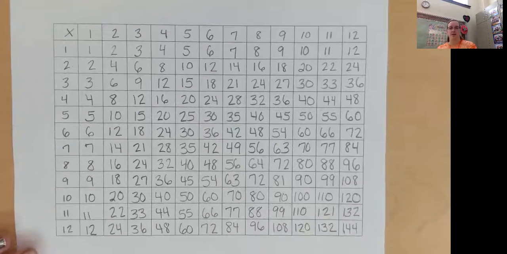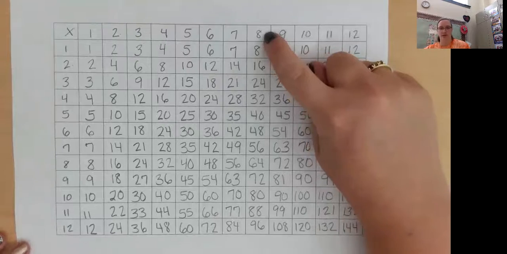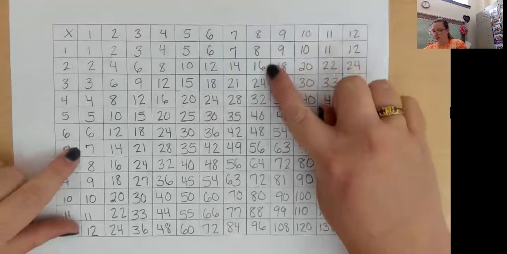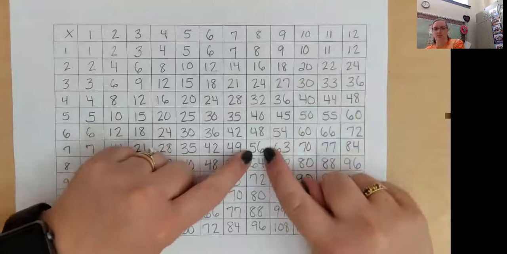So now that I have my chart completely filled in, I'm going to show you how you can use the chart to multiply. So if my multiplication problem was 8 times 7, I'm going to put one finger at the top on 8 and one finger at the side on 7, and I'm going to slide those two together, and where they meet, that is my answer of 56. 7 times 8 is 56.